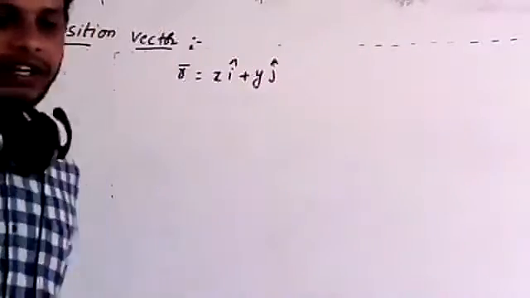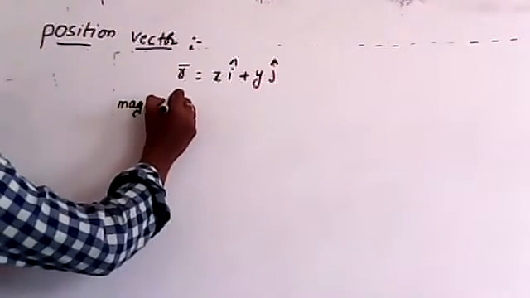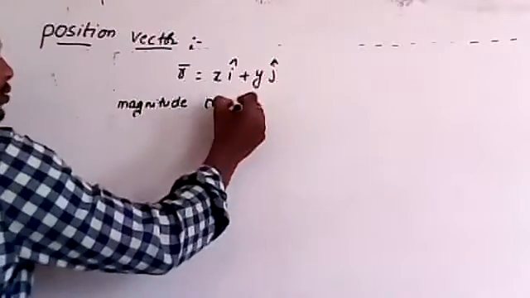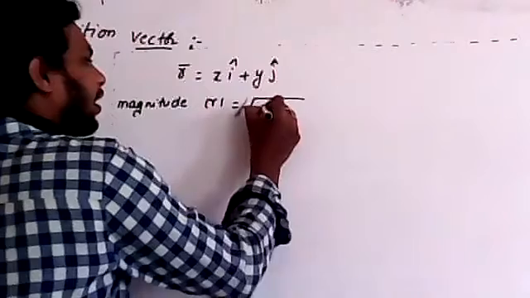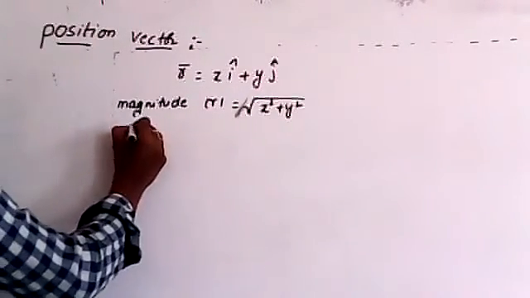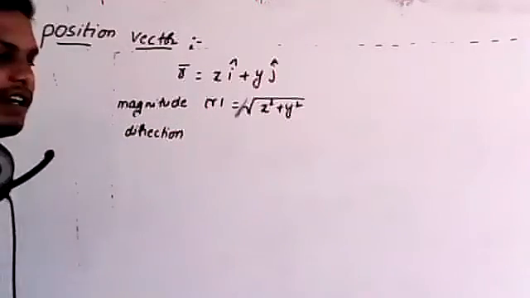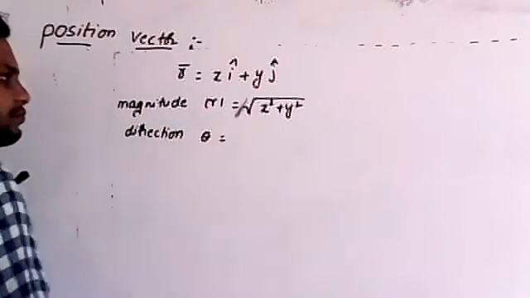Now, what is the magnitude of r bar? The magnitude, modulus r, is the root of x square plus y square. Now, what is the direction? Direction theta. How to write the direction theta?